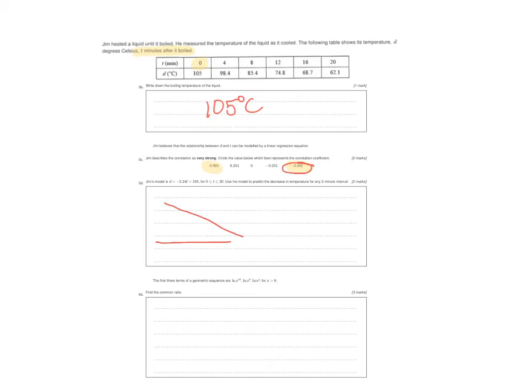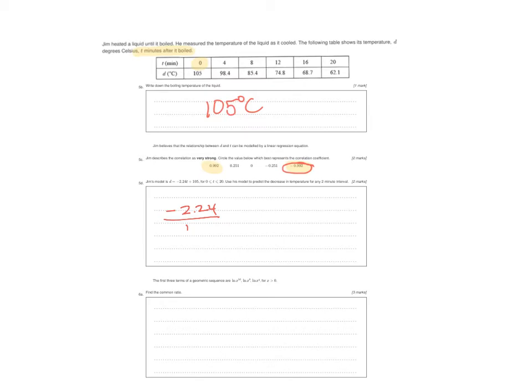Last part says Jim's model is, and he gives us his model, use the model to predict the decrease in temperature for any 2-minute interval. So we have to look at the model and ask ourselves which of these represents the decrease in temperature. We know that this 105 represents the starting temperature when time is 0. So this right here, the slope, that's what's representing how the temperature is decreasing. So this slope says that it's decreasing -2.24 degrees per 1 minute.